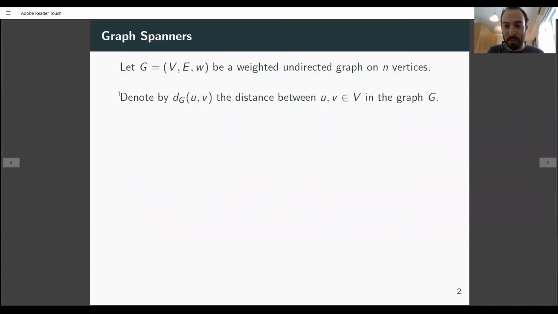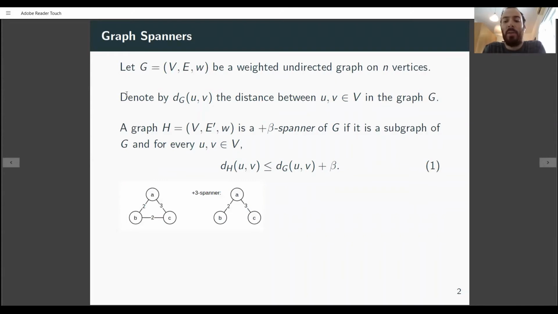So let's get started. We'll begin with a few definitions. Let G be a weighted graph on n vertices. I will also call it sometimes during this lecture the original graph. And now we denote by d_G(u,v) the distance between two vertices u and v in the graph G.